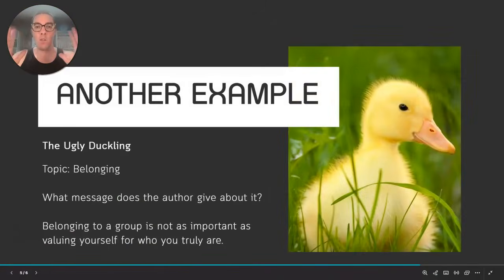So here's another example. Think about the story of the Ugly Duckling. Everybody knows the story. It's a famous story, and it's really about belonging. So the big picture topic I'm thinking about is belonging. The whole story, the little duck, all he wants to do is belong, right? Then I ask myself, what message does the author give us about belonging? And I think the story is about belonging to a group is not as important as valuing yourself or who you truly are, right? So we get that notion of identity is more important than trying to just fit in with the crowd. That's kind of what we learned from the Ugly Duckling. So we have that moral or truth or lesson about belonging that the author is conveying.